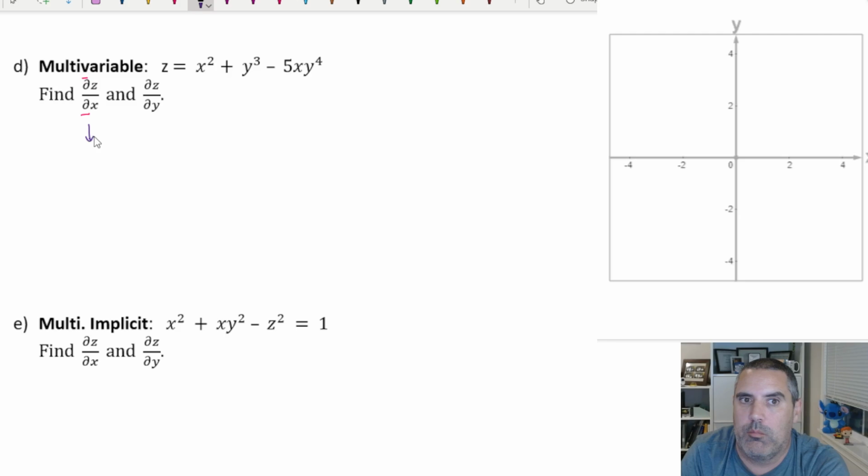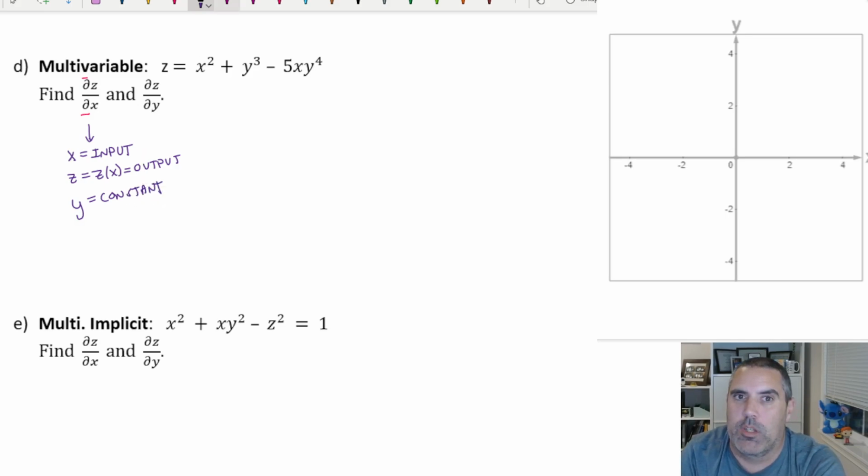So this is a very important distinction here, which is that x is our input, z is our output, and we're thinking of it as a function of x only, and everything else in the world is a constant. So when I go to take the derivative, I'm really just looking at these, and the y's are being treated like numbers. Now, what does that actually mean? And that's part of what we talk about. I'm going to give this example.